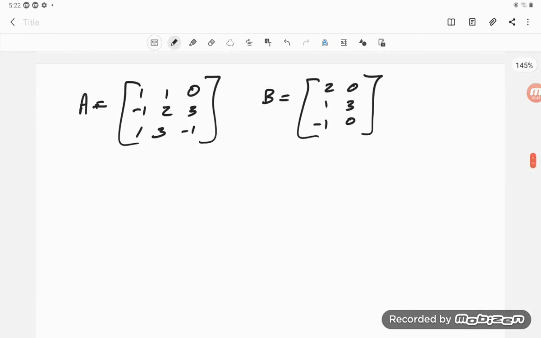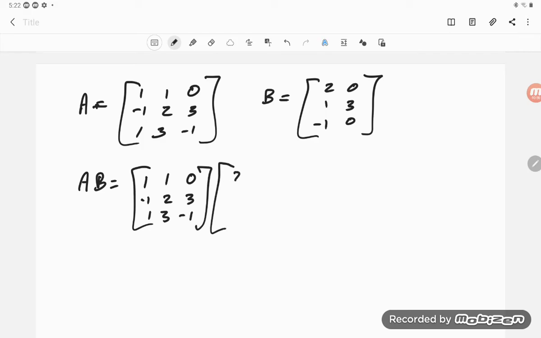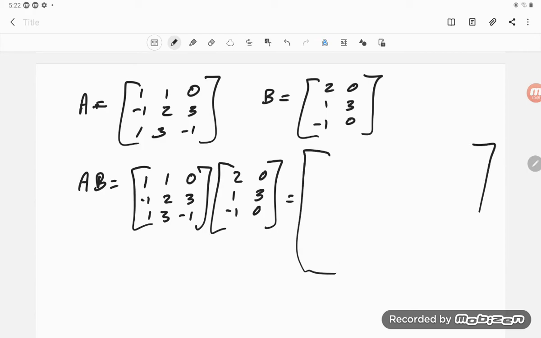And now if I take A times B, that's my 1, 1, 0, negative 1, 2, 3, 1, 3, negative 1, times 2, 1, negative 1, 0, 3, 0. And the answer is, well, I'll leave lots of room to do this. I look across the rows here, and I look down the columns here, and so I end up with, of course I made it hard to see what my number was. I'll look back up there.